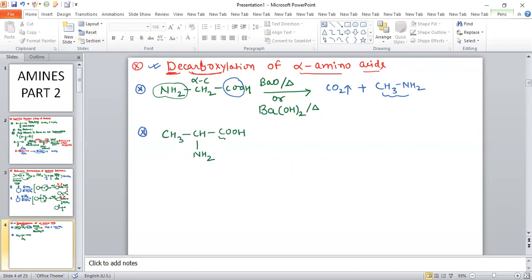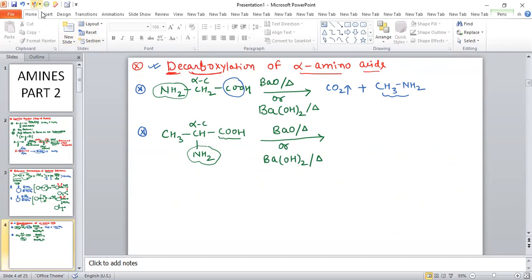This is the functional group principal. So this is the alpha carbon, and on the alpha carbon there is an amino group. Now see what happens if the reaction is in the presence of barium oxide and we provide heat, or you can say the reaction in the presence of barium hydroxide and you provide heat. So what happens in this case?